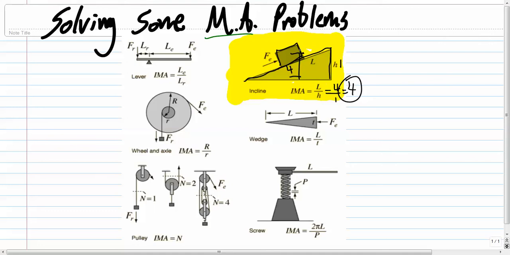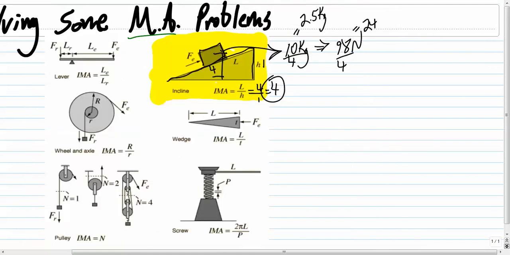So let's just say that this box was 10 kilograms, or if you wanted that in newtons, it would be 10 times 9.8, so that would be 98 newtons. It would feel like 10 divided by 4 kilograms. In other words, it would feel like 2.5 kilograms, or it would feel like 98 divided by 4 newtons, and what's that? That is 24.5 newtons. So that's it. So the ideal mechanical advantage for a ramp is 4.